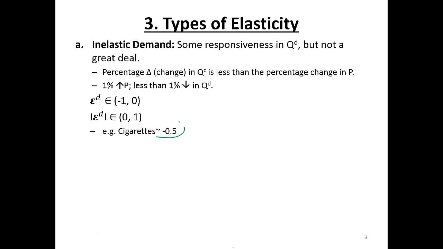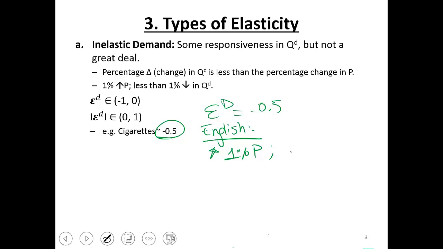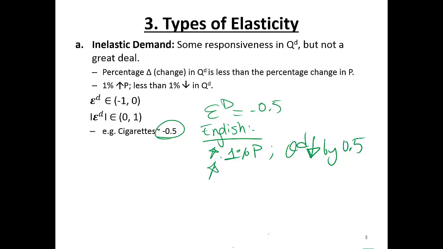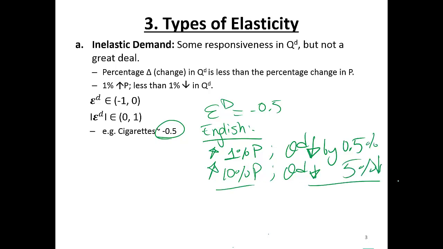Cigarettes actually have pretty inelastic demand. Price elasticity of demand for cigarettes is found to be negative 0.5. Do you know what this means in plain English? Increase the price by 1% and quantity of cigarettes demanded will go down by only 0.5%. Or if you want to see the impact a little bigger, multiply everything by 10: increase price by 10 percentage points, quantity demanded decreases by 5 percentage points. There's some responsiveness, but the response is super low.